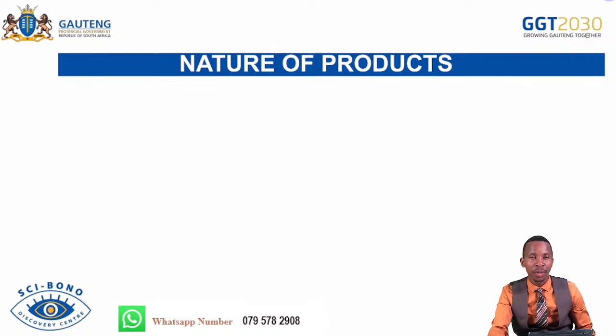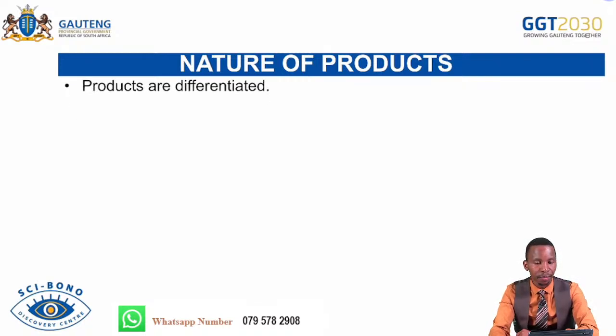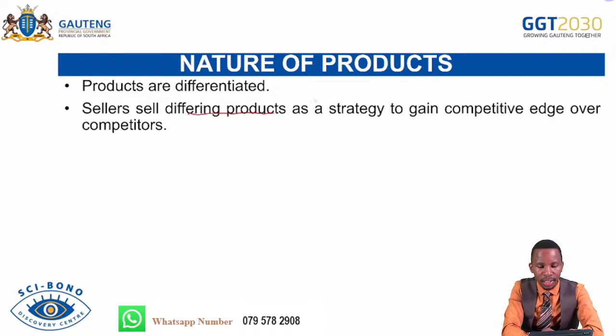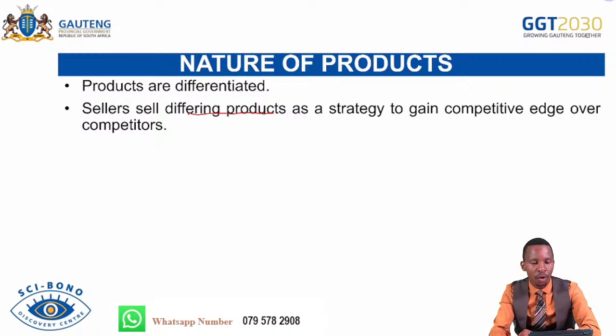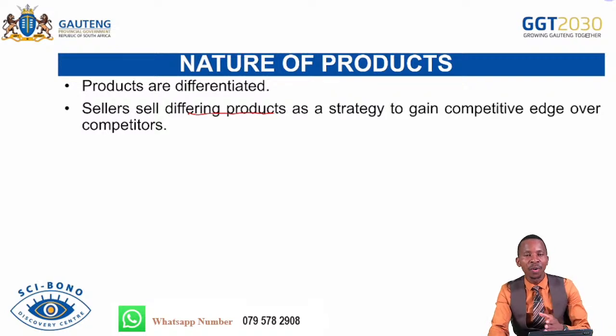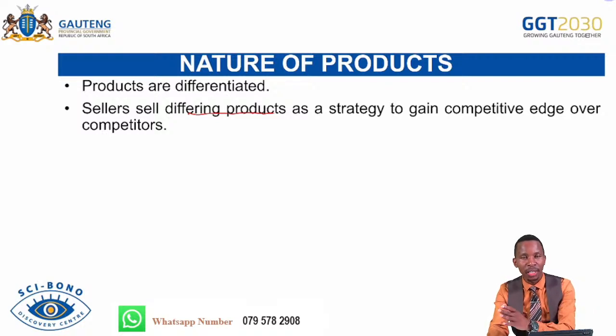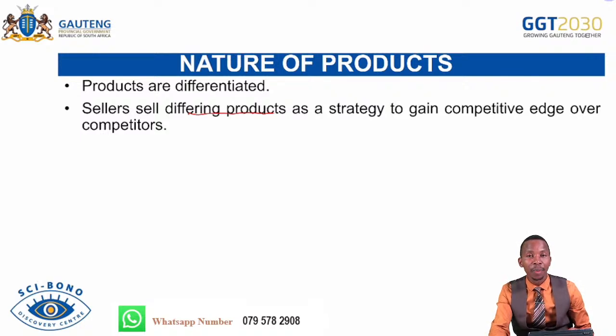Nature of products produced under monopolistic competition: we said they are differentiated. They look similar, but they are differentiated. Sellers sell differing products as a strategy to gain a competitive edge over competitors. These products can look the same, however they are differentiated because at times, if it is something to eat, the taste is not the same. It can be the same, maybe chicken sold in different restaurants. However, the taste might be different. So that becomes a differentiated product.